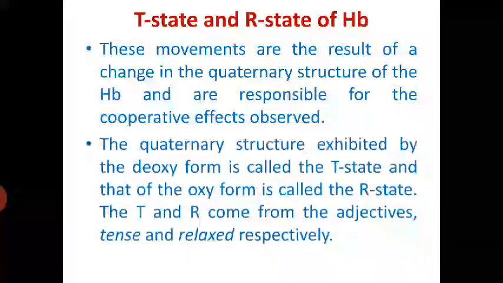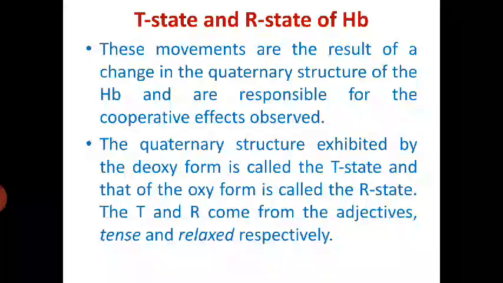So the quaternary structure exhibited by the deoxy form is called the T state. That means maybe tense state, and that of the oxy form is called R state. So R means relaxed state. T means tense because it needs oxygen, that's why it is in tension. So we can call it the tense state, T state, and R, as it is having oxygen, it may get relaxed, that's why it is called relaxed state or R state.